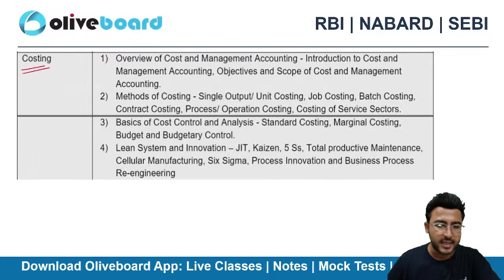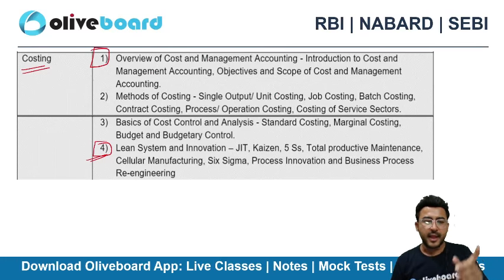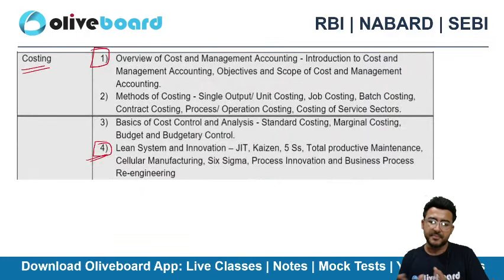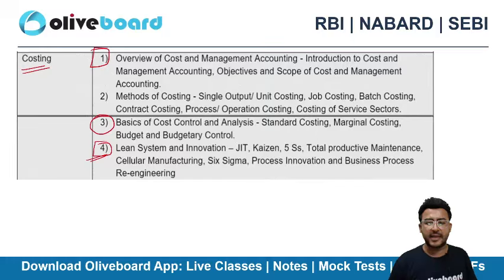If I talk about the lean system and innovation chapter, it is a theory chapter. Overview of costing, theory chapter. Methods of costing, definitely it's a mix of theory and practical. And the third chapter is again a mix of theory and practical. Majority of the practical questions are in your third topic. So we'll be doing each and everything, the practical questions as well.